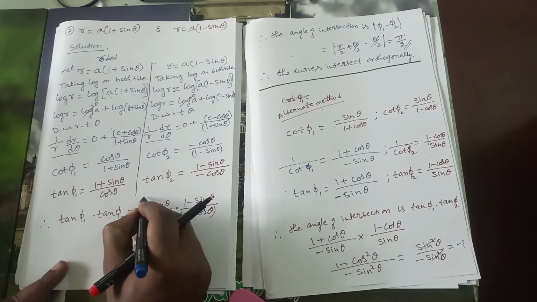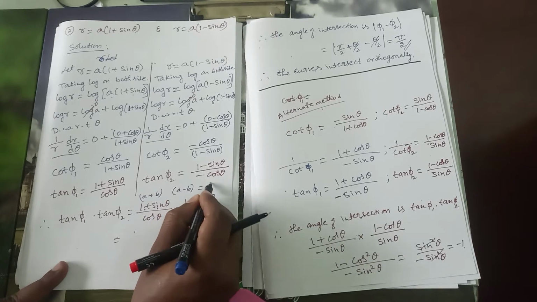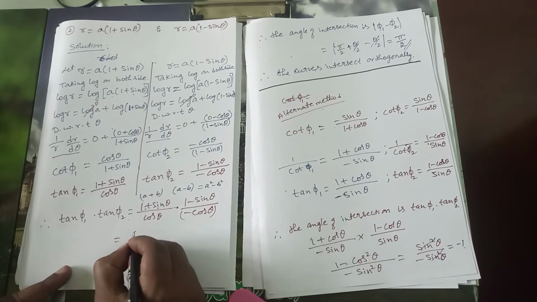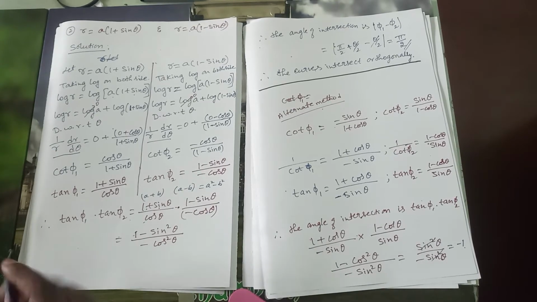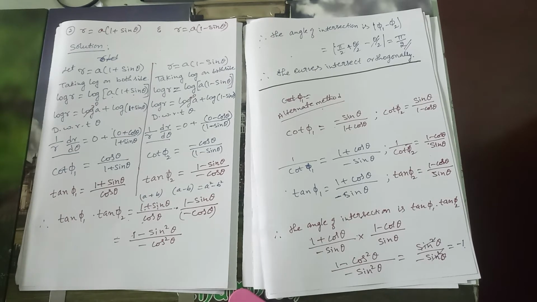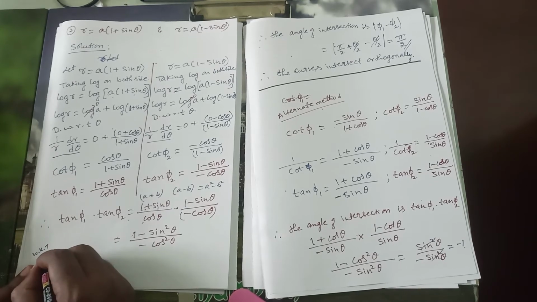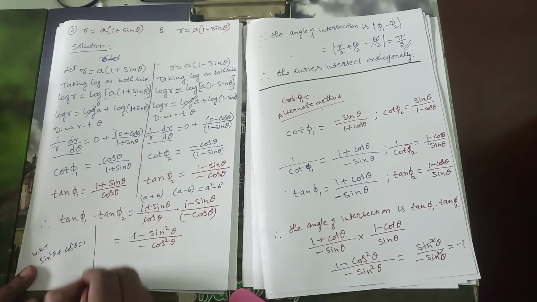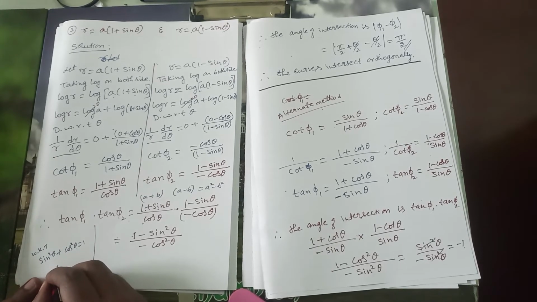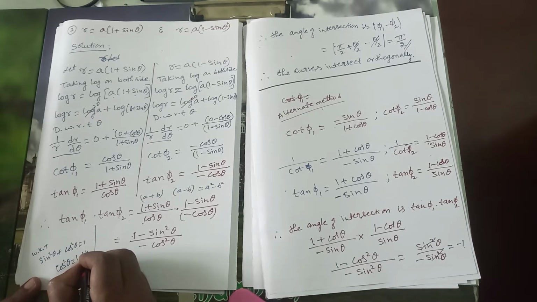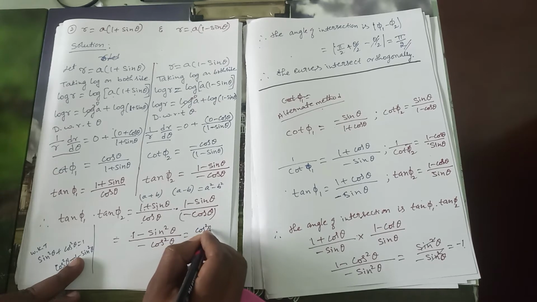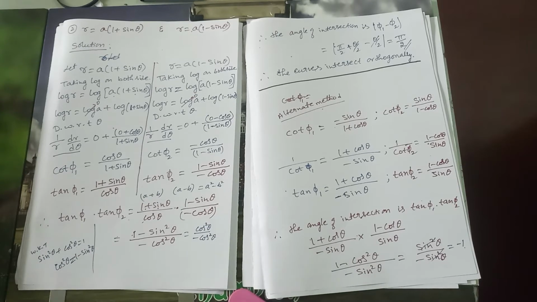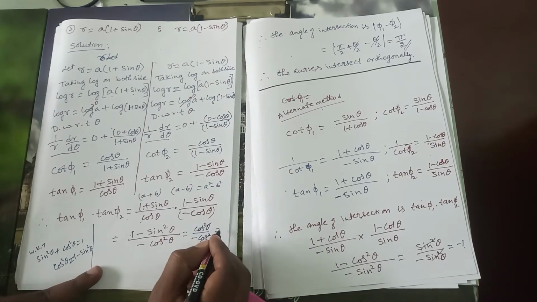So a plus b into a minus b equals a square minus b square formula, right? So what do you get? 1 square means it is 1 only, minus sin square theta divided by minus cos square theta. So we know that sin square theta plus cos square theta equals 1, right? So cos square theta equals 1 minus sin square theta. So 1 minus sin square theta can be written as cos square theta. So cos square theta divided by minus cos square theta, if it gets cancelled, you will get minus 1.